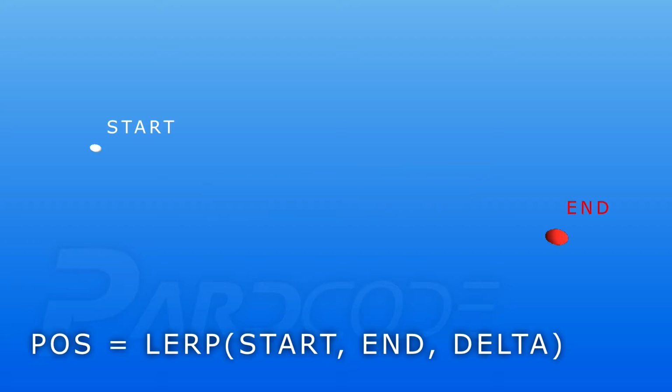By using an important math function we have already used during the series, the lerp or linear interpolation function. We know that the lerp function needs a start point, an end point, and the delta value that goes from 0 to 1. By changing the delta value from 0 to 1, the lerp function allows us to go from the start point to the end point linearly.